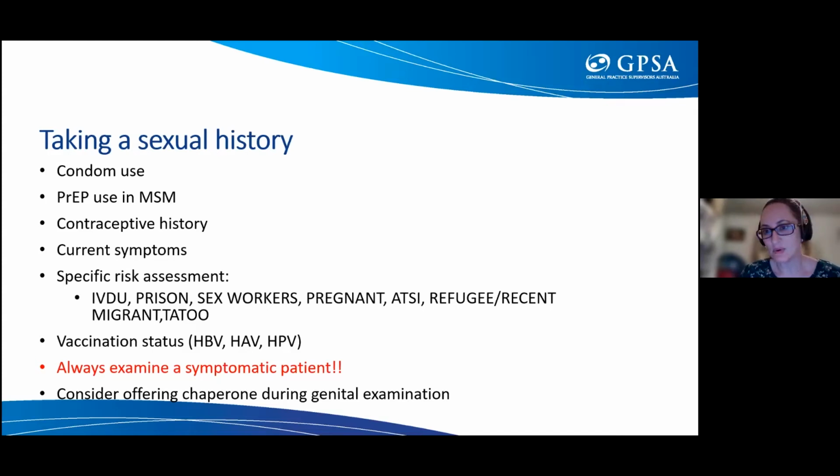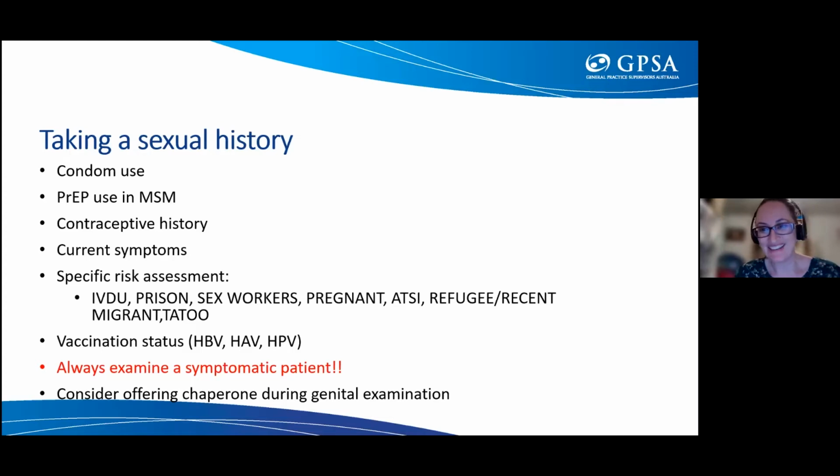Vaccination status is an important one as well. As part of your STI screening, you can be assessing immunity to hepatitis B for all heterosexual patients. Hepatitis A vaccination is recommended for men who have sex with men, so that's an important one to think about. HPV vaccination for both men and women is also quite important.